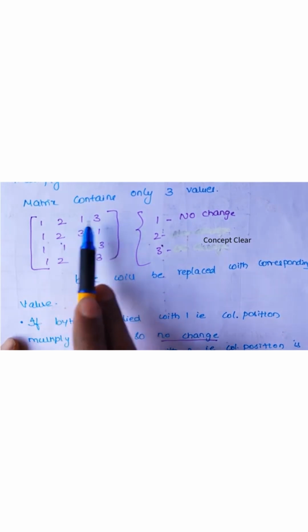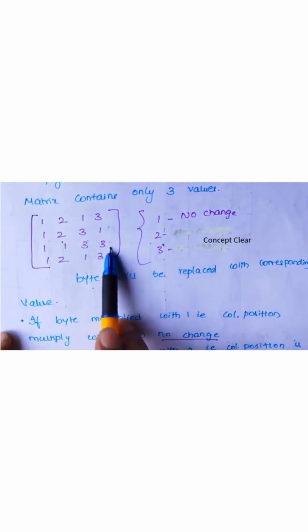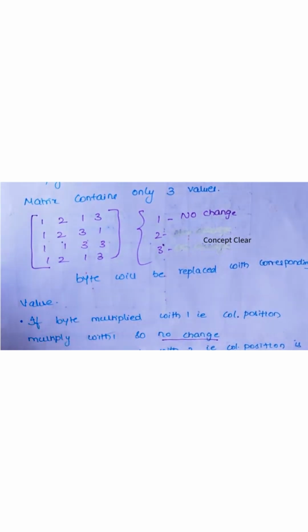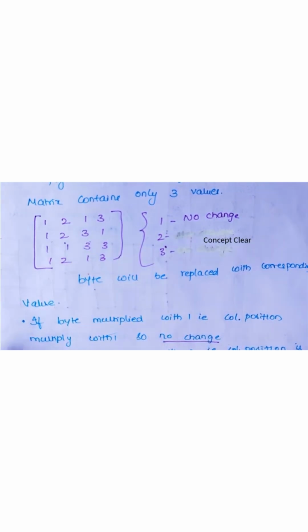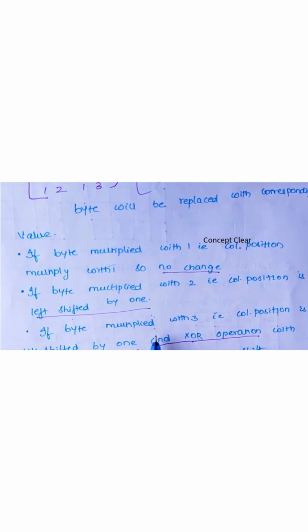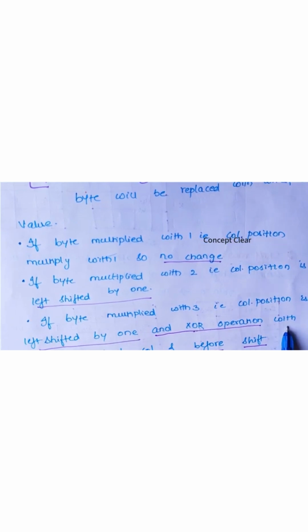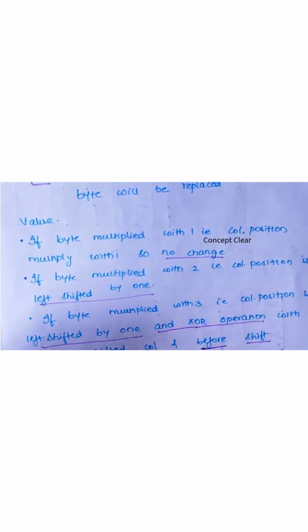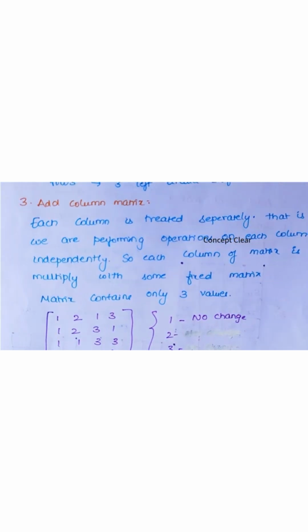If you take the first column, there is no change. Okay, if you multiply with 2, one value will be left shifted, a left circular operation. Again means this will come to this side. If multiplied with 2, that means the column positions will be shifted left by 1. Okay, and if we multiply with 3, the column position will be shifted left by 1 and we perform an XOR operation with the left shifted column, before shift and after shift, for performing the XOR operation. Okay, this is called mix column matrix. This is about the mix column matrix.